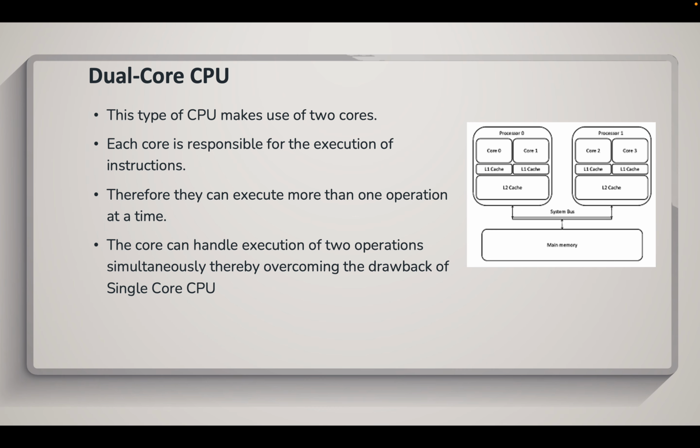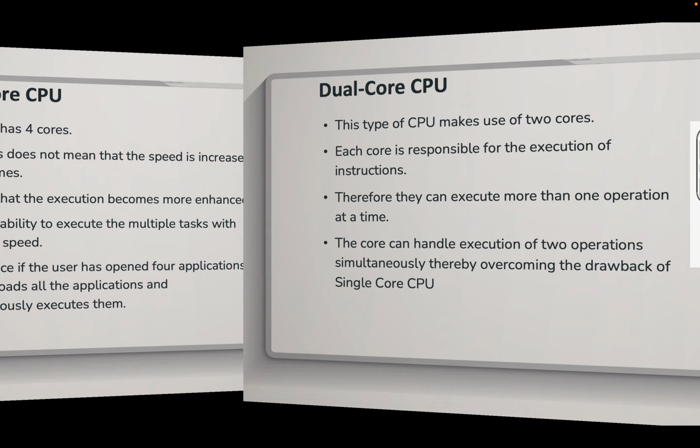That's a drawback. Dual core CPU: here we have two cores. Each core is responsible for the execution of instructions. One core will execute one process, and another core will execute another process. So the CPU can handle execution of two operations simultaneously, thereby overcoming the drawback of the single core CPU.